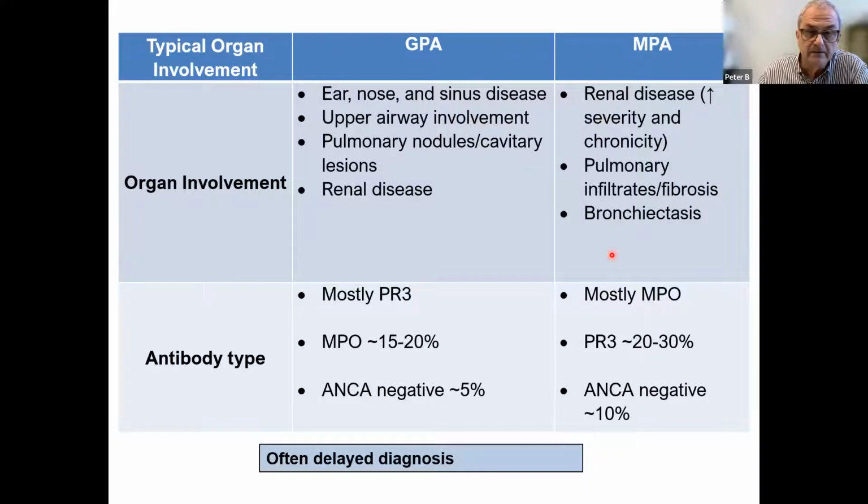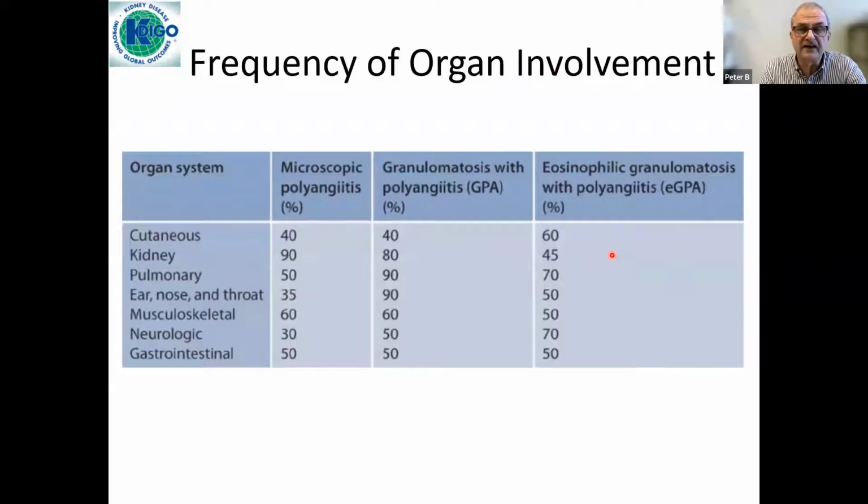So, the frequency of organ involvement is shown here, where you have 90% kidney involvement in microscopic polyangiitis, pulmonary 50%, ENT 35%, etc. And GPA 80% kidney and 90% pulmonary involvement, also ENT 90%. EGPA has less kidney involvement, more pulmonary and neurologic involvement, and also cutaneous.